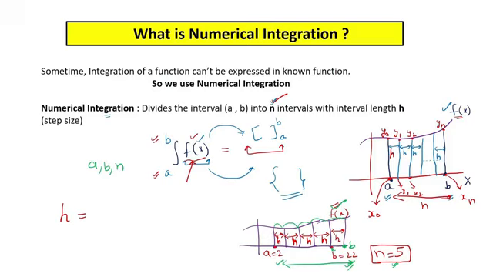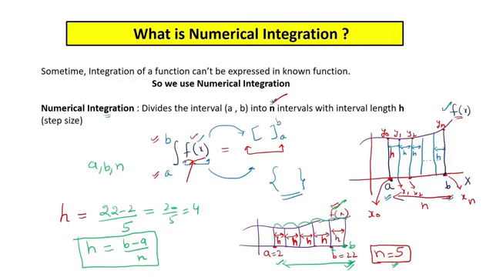So then if you are asked what is the value of h, that is what is the interval gap, you can easily find out. How? You can just find the length of this interval from a to b. You can just subtract 22 minus 2 and divide this by 5, that is n. Then you will get 4 as the interval size, that is the value of h. So the formula for h is b minus a upon n.